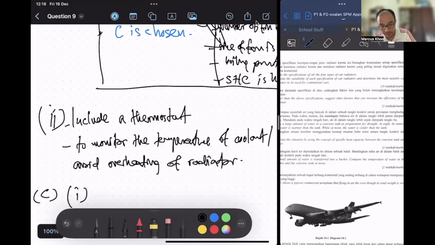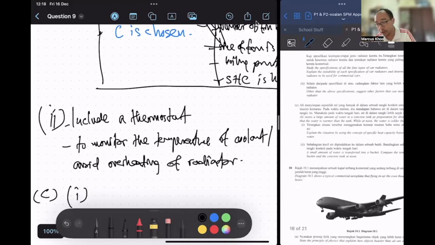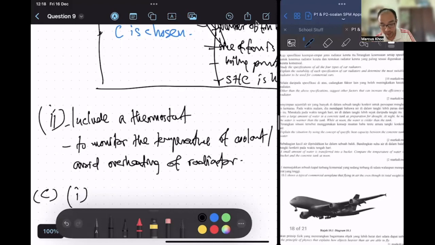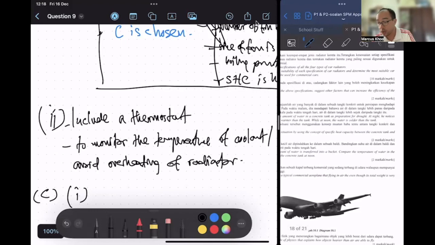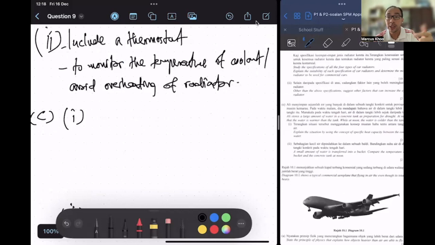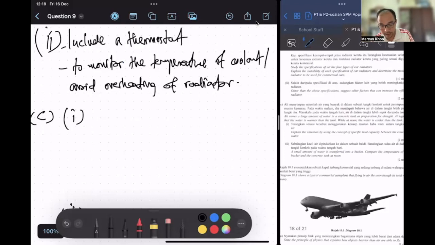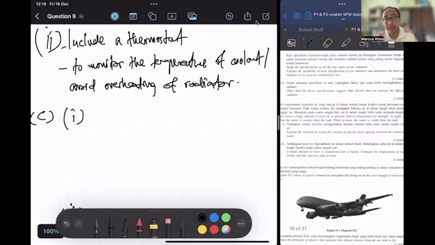Question C. Ali stores a large amount of water in a concrete tank as preparation for drought. At night, he notices that the water is warmer than the tank, while at noon, the water is colder than the tank. This is very similar to the beach, the sand and the sea, at day and at night. Explain the situation by using the concept of specific heat capacity between the concrete tank and the water. So let's explain this.